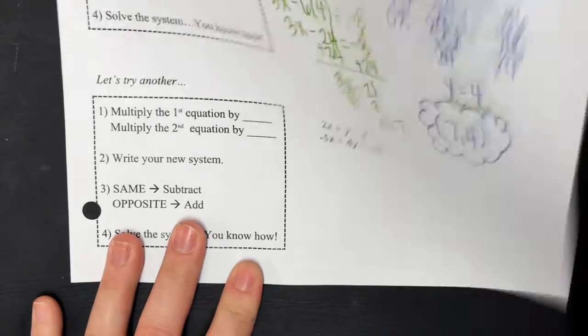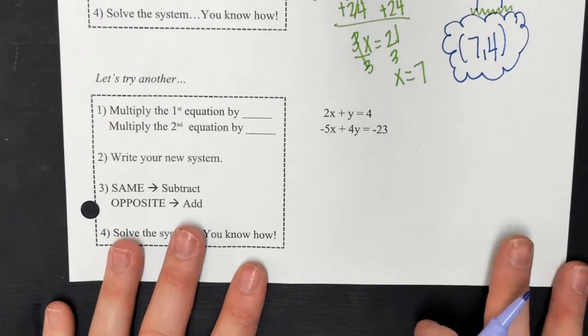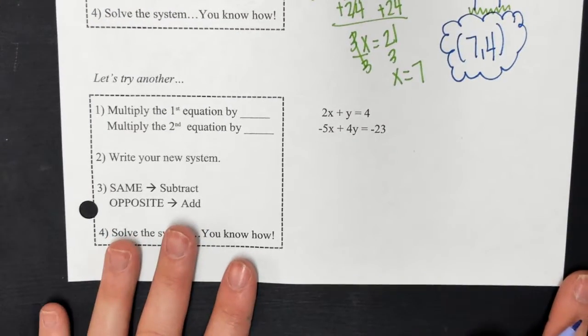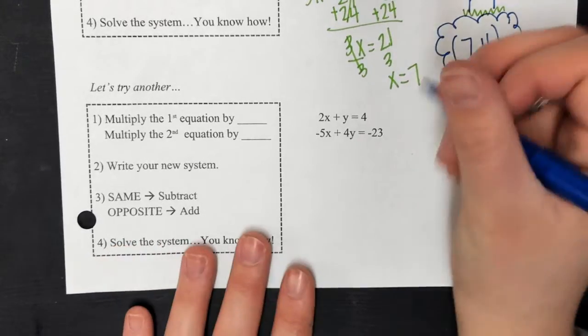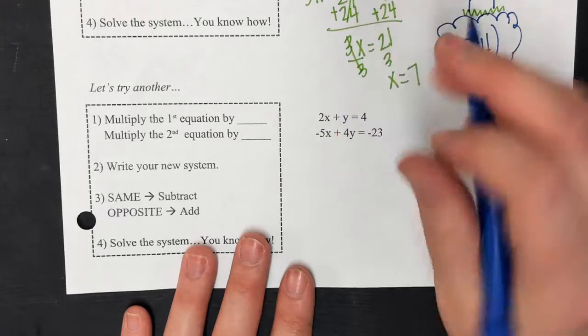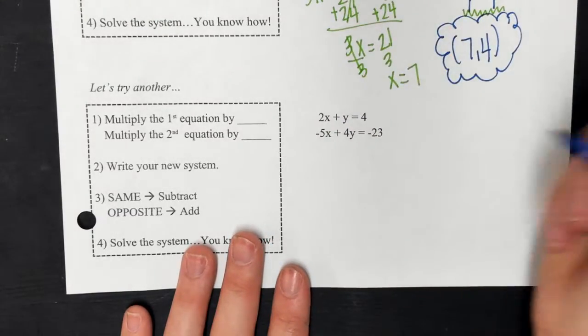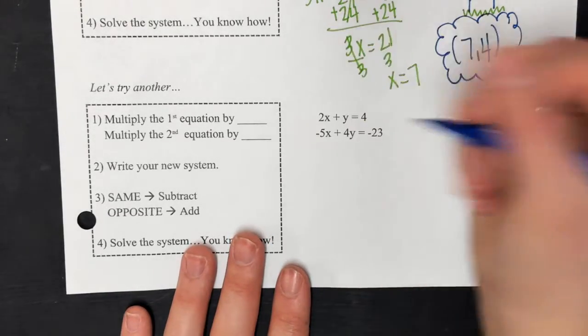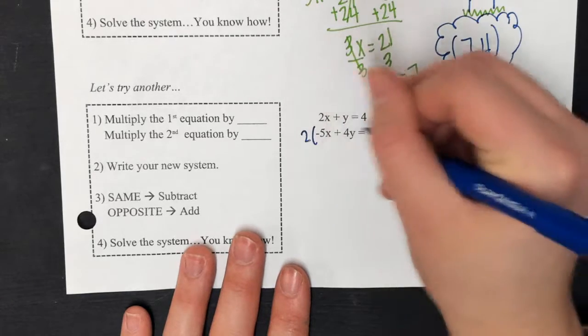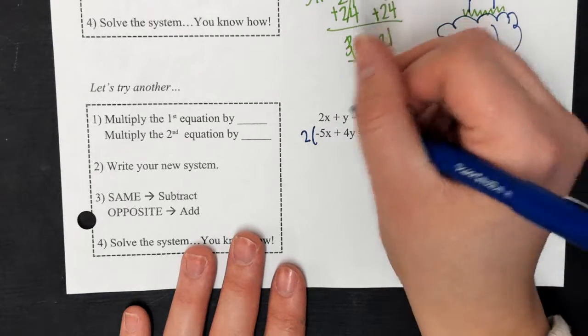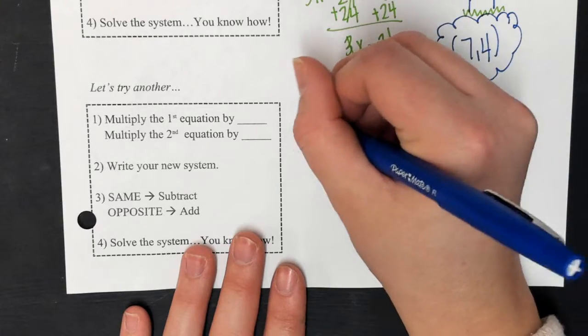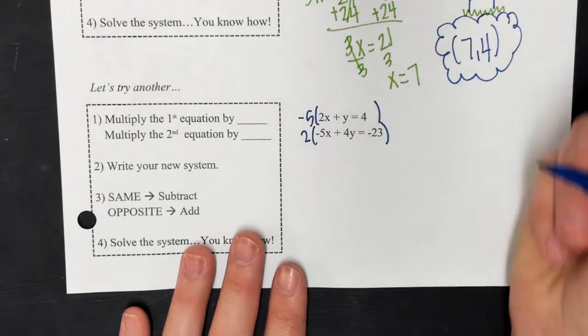Okay, let's try the next one. There's some on the back you're going to do. Okay? Alright, so the way that works every time is you take the first number and multiply the other equation by it. So right here, the first number is 2, so I'm going to multiply the bottom equation by 2. Top equation, I need to multiply by negative 5.